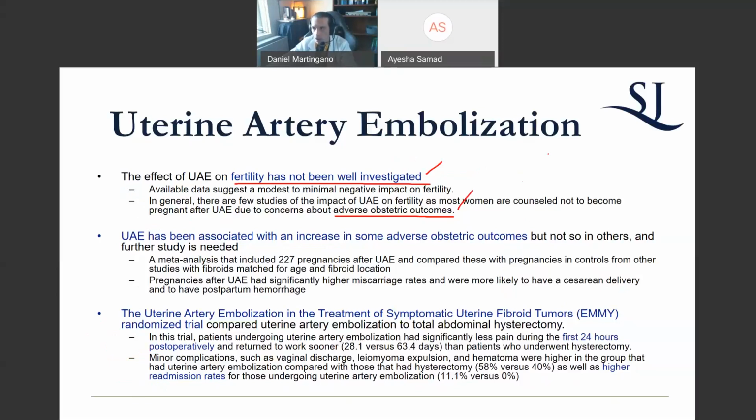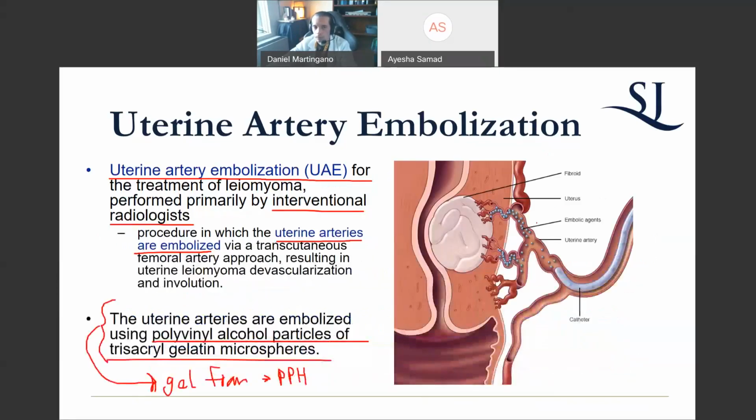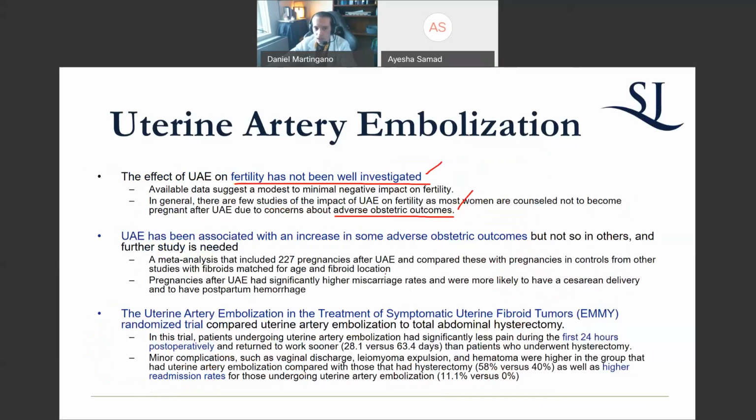If a patient has a desire for future fertility, it really behooves you to not suggest this, okay? This is a really great option for you if you have somebody who has multiple comorbidities that can't tolerate a surgical procedure, or where hormonal management increases their risks, like for DVT or something. This is a really good option for them. This is just a discussion that you can go over at your leisure. It's just highlighting that there are adverse obstetric outcomes that have been seen in certain studies.